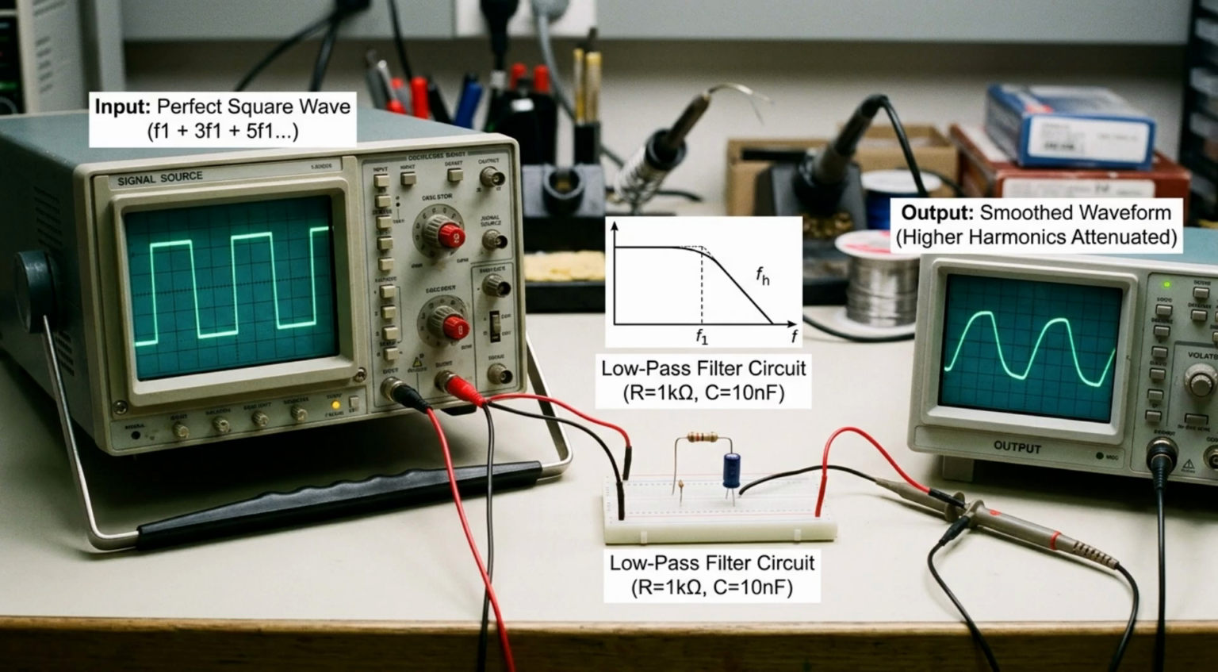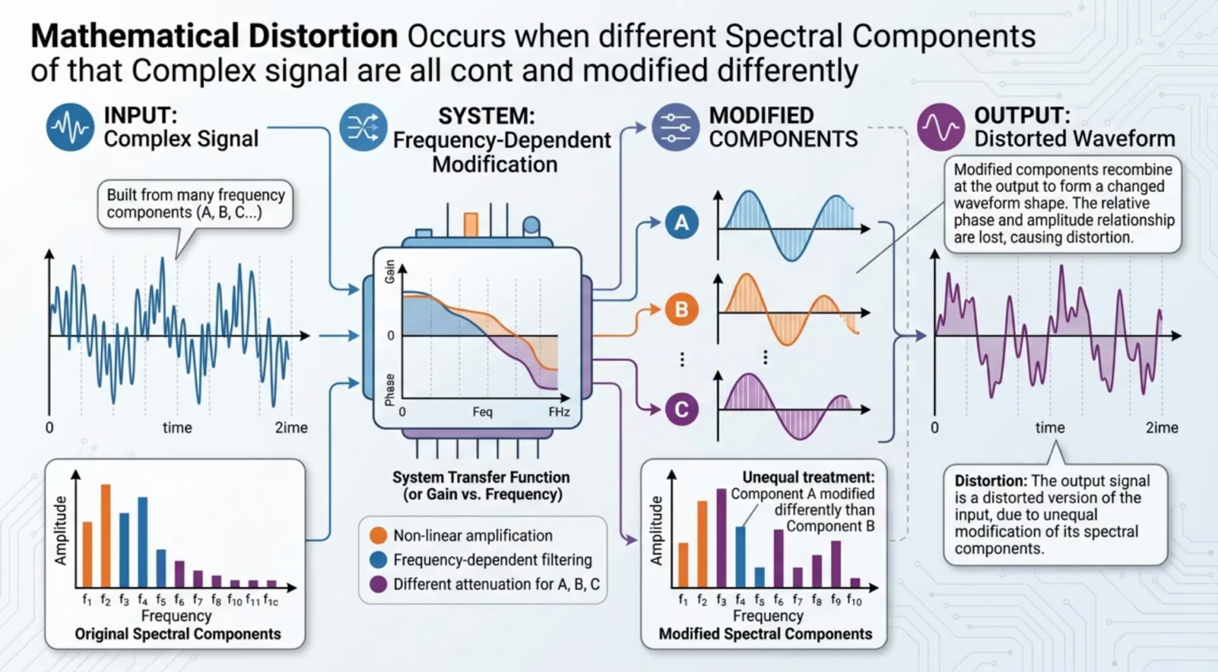Physically, consider a square wave passing through a low-pass filter. The filter attenuates higher frequency harmonics that are responsible for the sharp edges of the waveform. As a result, the output no longer looks like a perfect square wave, and instead appears smoother and more rounded. Mathematically, distortion occurs when different spectral components are modified differently. Since complex signals are built from many frequency components, unequal treatment of those components changes the overall waveform shape when they recombine at the output.